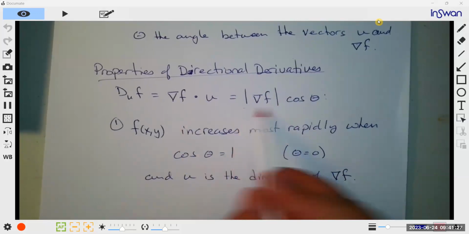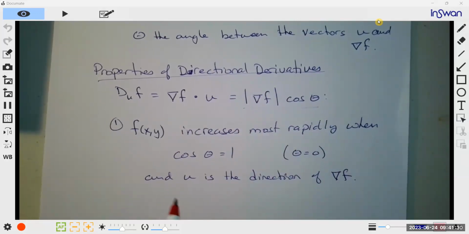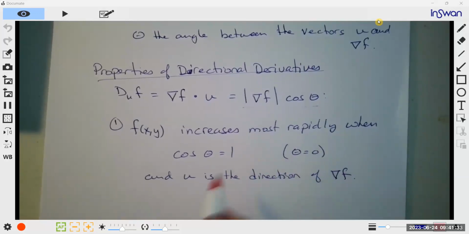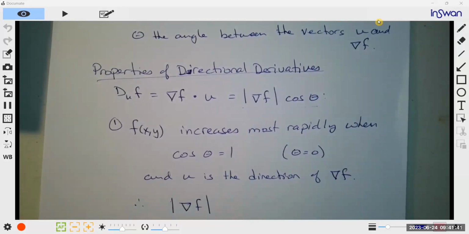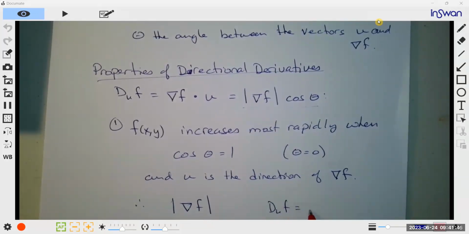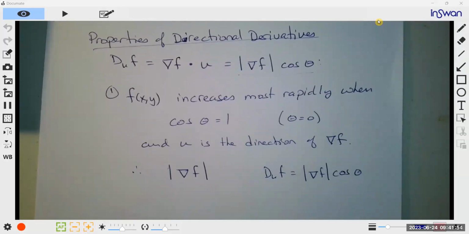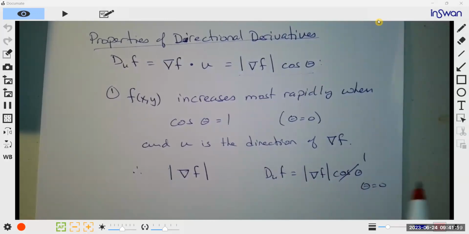So in other words, looking at this equation here, it increases most rapidly when cosine equals 1, because we have that as our definition. When theta equals 0, it increases most rapidly at the magnitude of del f.